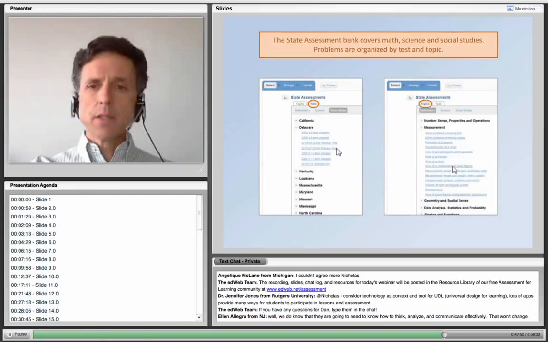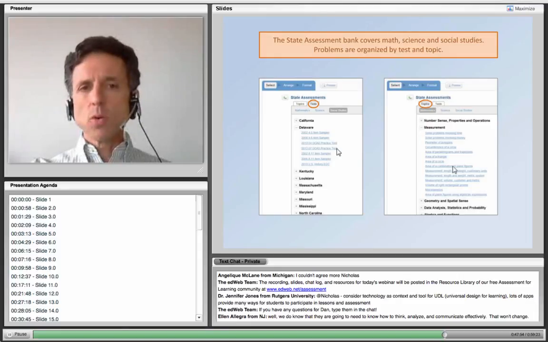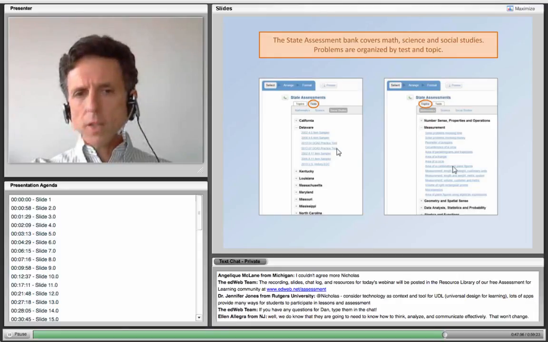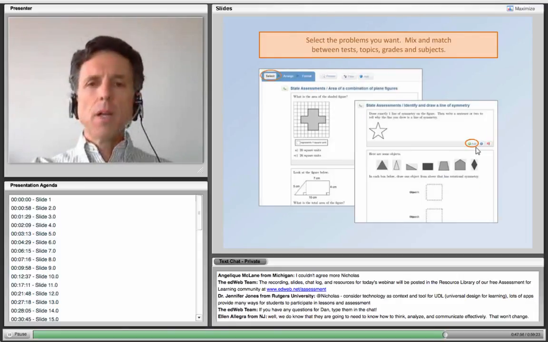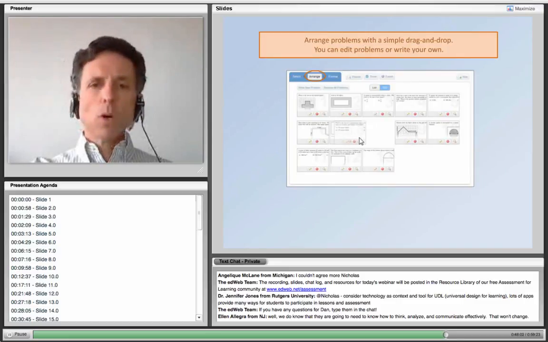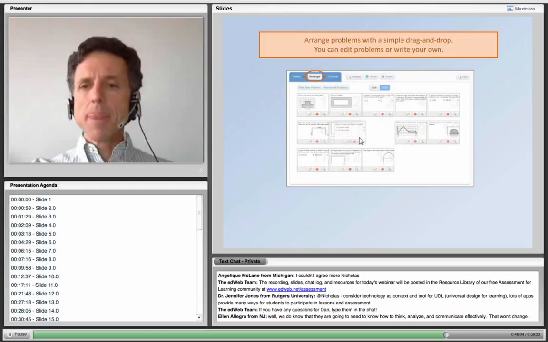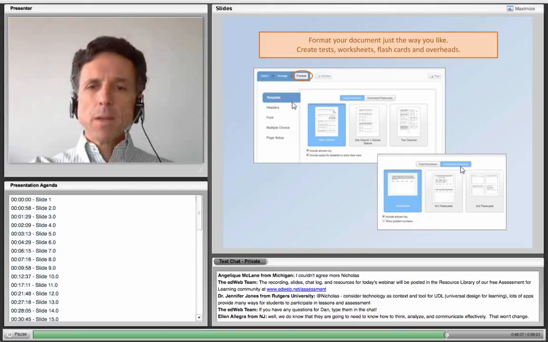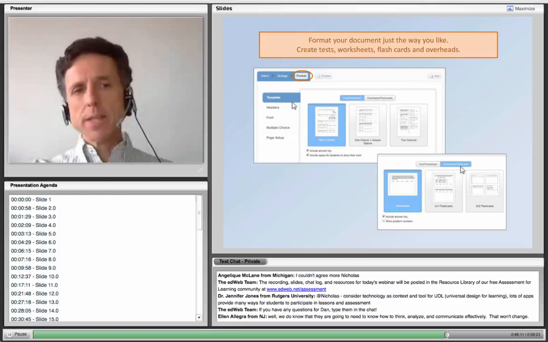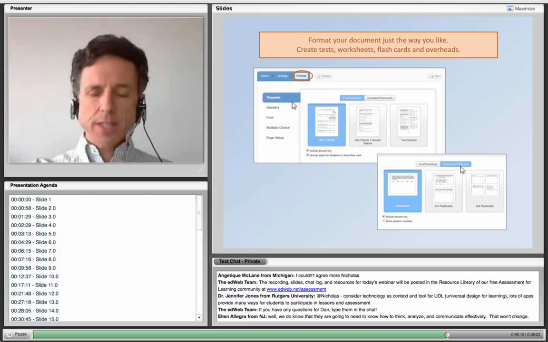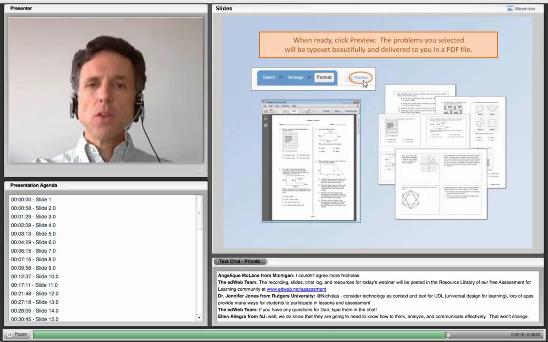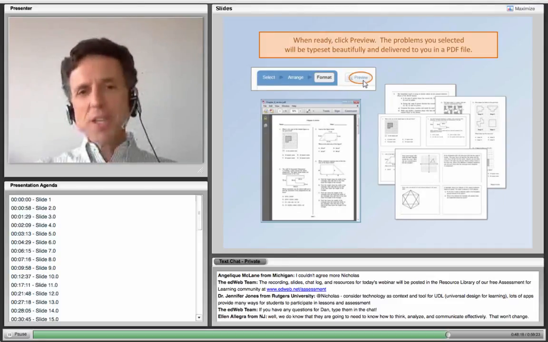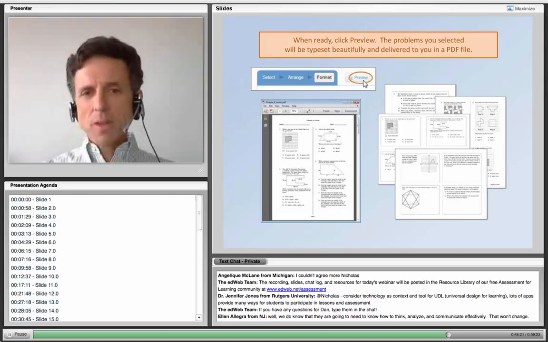You pick the questions you want by topic or by source exam. It's a little bit fuzzy, so I'll just skip through it. You actually click on the questions you want. You arrange them by drag and drop. You decide how you want them to look, and you can make overheads and flashcards and non-test-like documents. You hit the preview button, and you get a customized PDF file delivered right to your computer.